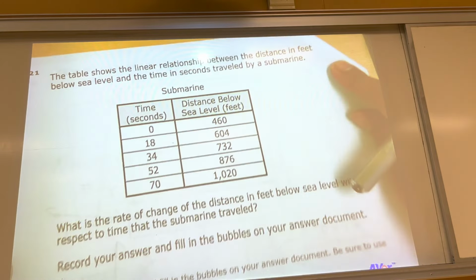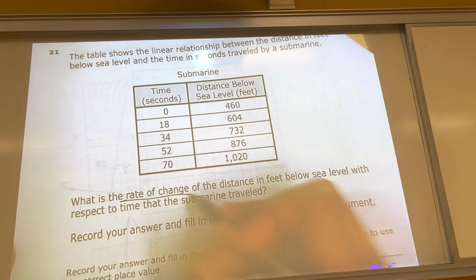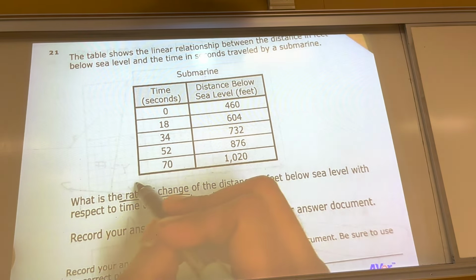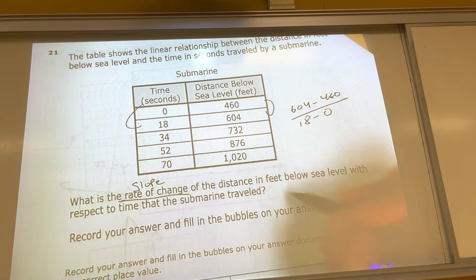What do they want here? They want the rate of change. That's the same thing as a slope. So you subtract this, you subtract that, and then you're done. 604 minus 460 over 18 minus 0, and you should have got 8.